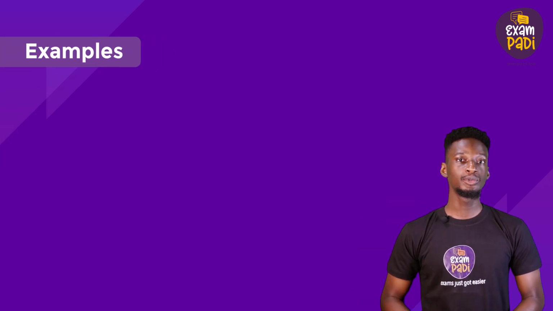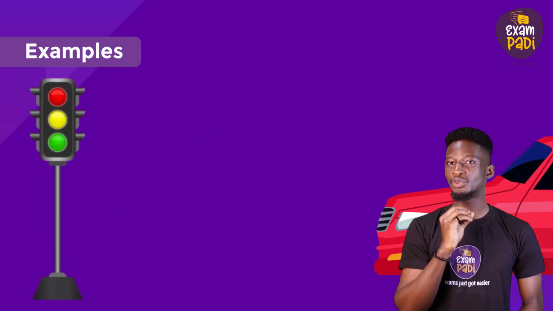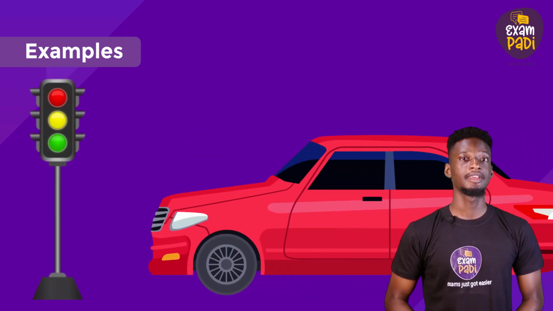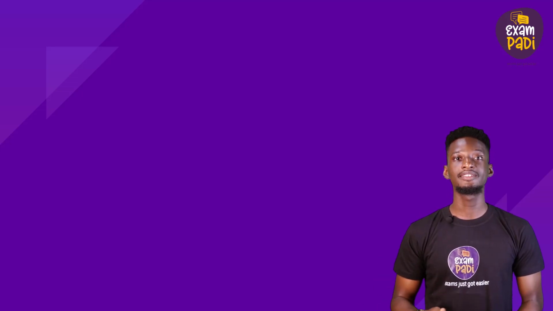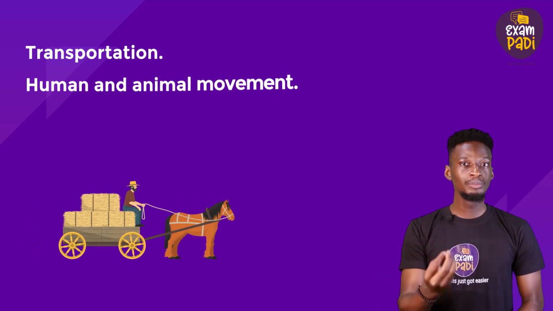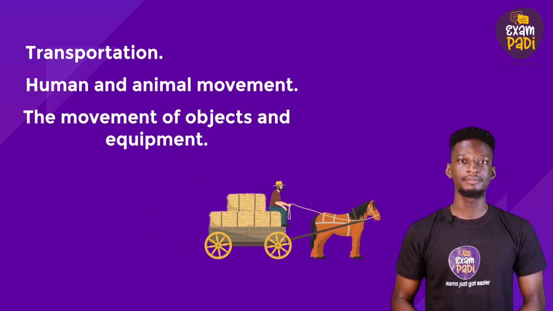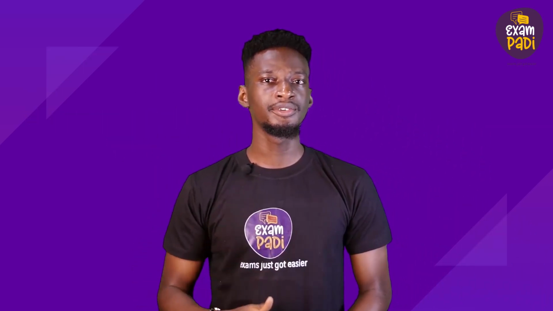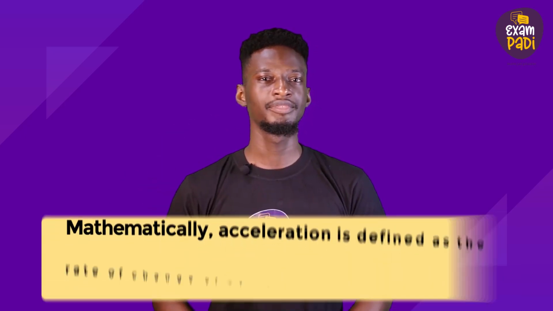Examples of acceleration include an apple falling from a tree, the moon orbiting around the earth, or a car coming to a stop at a traffic light. Acceleration can be observed in various applications such as transportation, human and animal movement, and the movement of objects and equipment. The greater the acceleration, the greater the change in velocity over a given time.